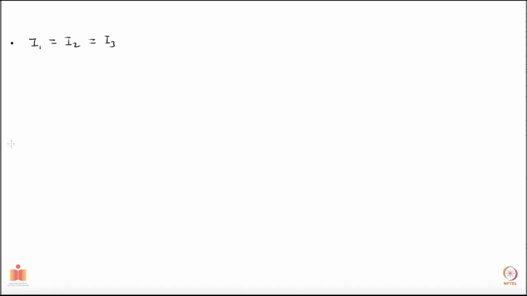Then the second possibility would be I1 is equal to I2, so two of them are the same but not the third one. Sorry, so the third one is not the same as the first two, but the other two are equal. And then there is a possibility that none of the principal moments are equal.